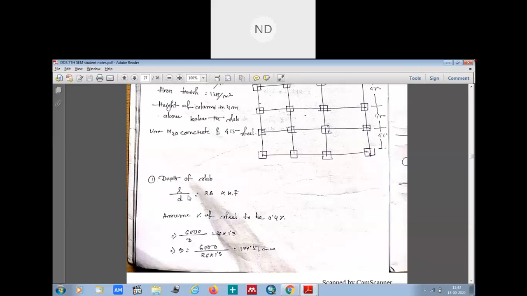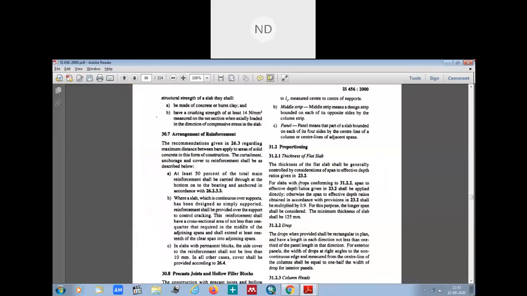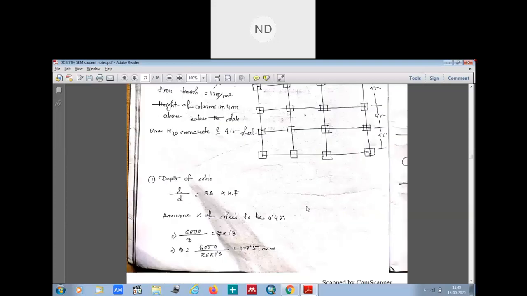So this 26 value, which was given for continuous L by D ratio, should be multiplied by a modification factor. Why? Since we will multiply this L by D with 0.9, as the IS code mentions, it is applied directly with drops, otherwise the span to effective depth ratio shall be multiplied by 0.9. Since we don't have the drop in this problem, we will be multiplying our span to depth ratio with 0.9. As compensation, with the value of L by D provided in clause 23.2.1, we are going to multiply a modification factor. Now what is your modification factor?